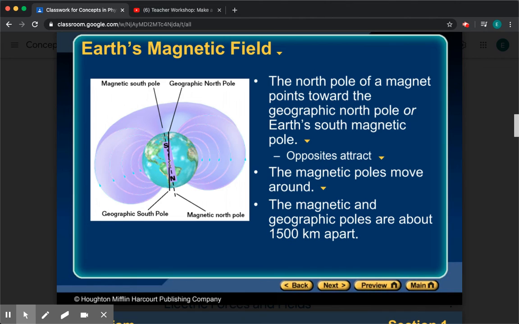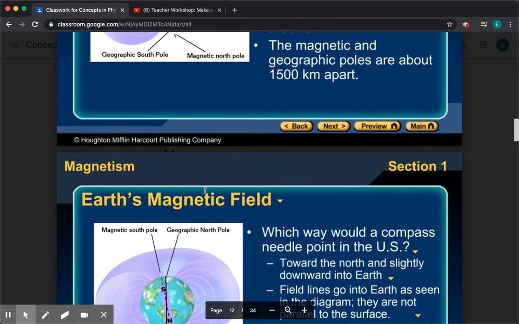The magnetic field comes from the iron in the core, okay? At the core of the Earth is molten iron, and the Earth spinning, that spin churns everything around and produces a magnetic field. And that magnetic field is what protects us from radiation, okay?